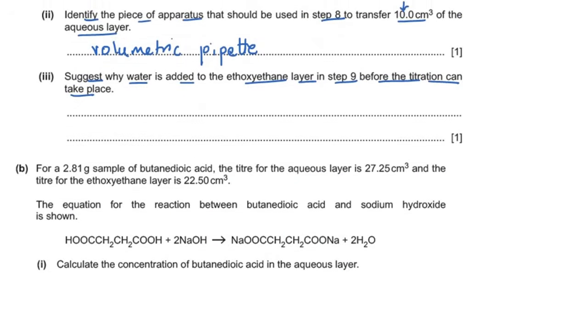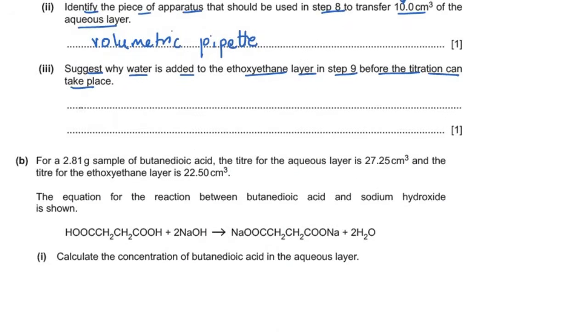Now the reason is that acid is more soluble in water. So to transfer all the acid into the water, first we are adding water and then the titration is performed. So acid is more soluble in water, so water is also added to the ethoxyethane, and so the titration can be performed properly.